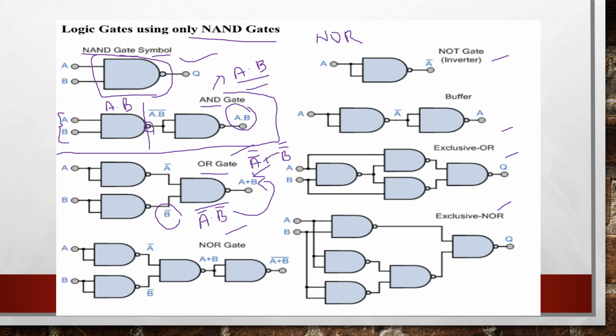Likewise, we can represent the NOT gate. Here the inputs are tied up. When A is passed through this, it gets A bar. So the inverter NOT gate is represented by using the NAND gate. Likewise, all other gates can be implemented by these NAND gate. Hence it is called as a universal gate.